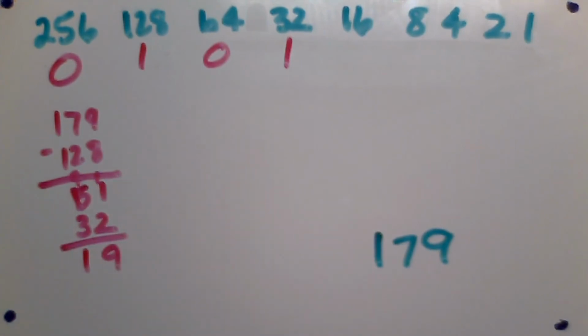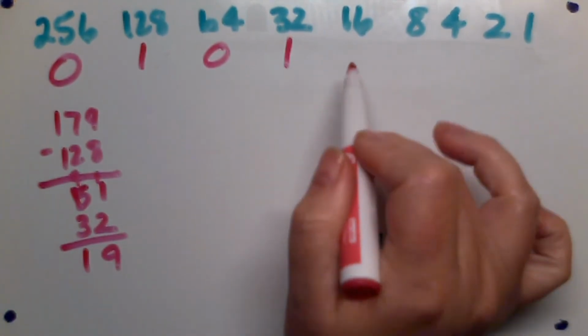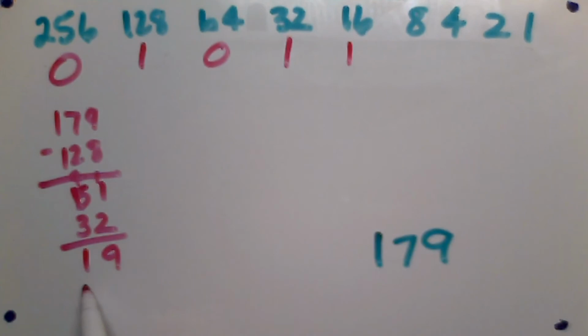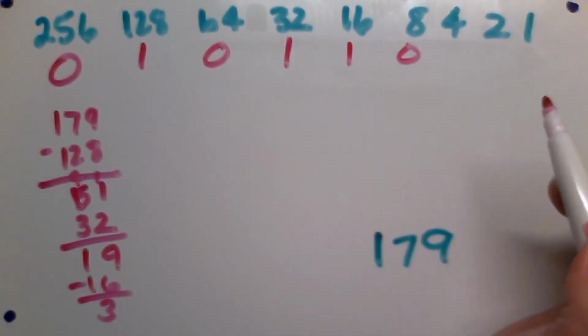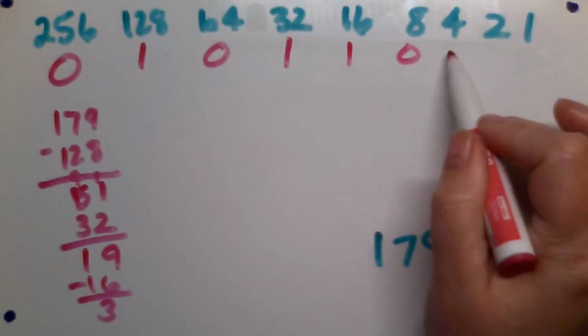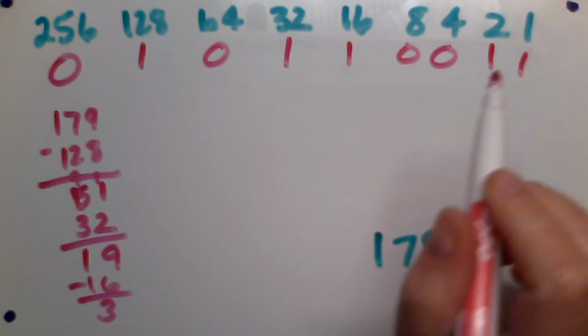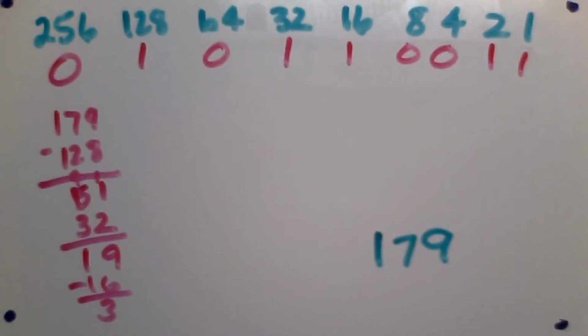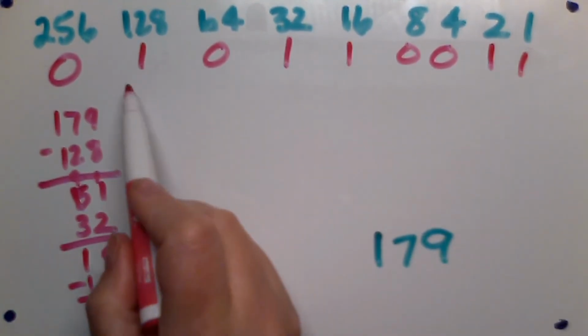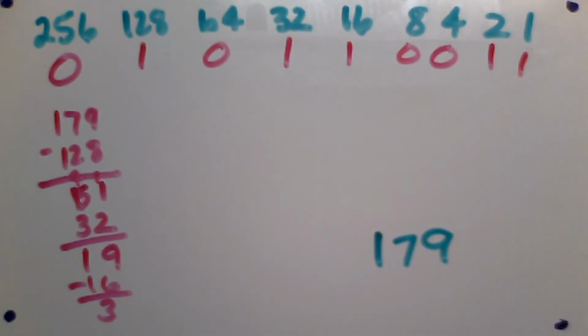We get 19 left. 16 fits into 19, so we'll put a 1 there. Subtract 16, and we're left with 3. 8 does not fit into 3. 4 does not fit into 3. 2 does, and then we have an odd number, so we're going to put our 1 in at the end. So 179 in binary is 10110011.